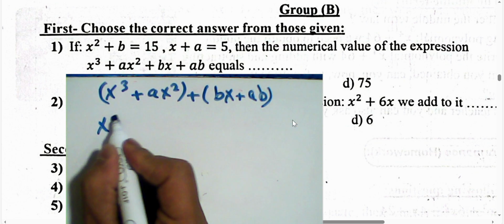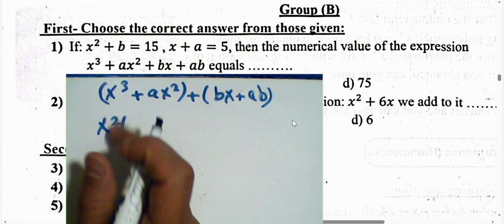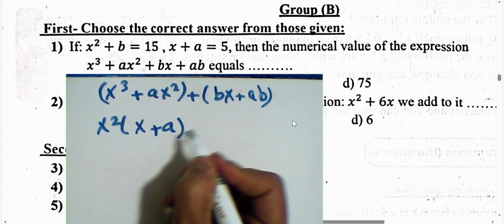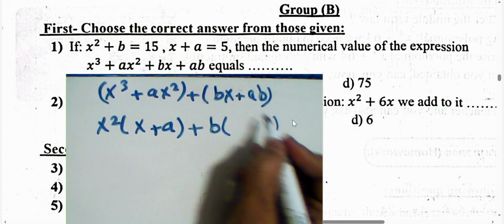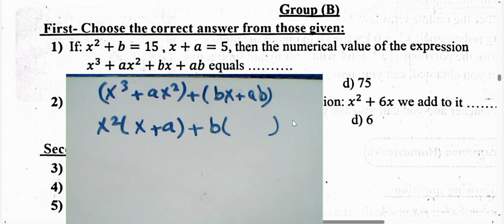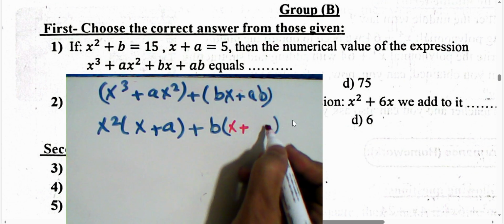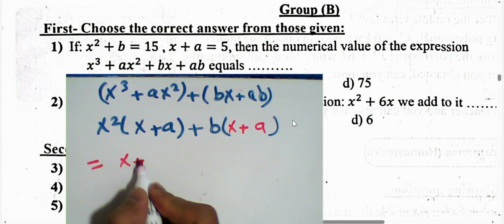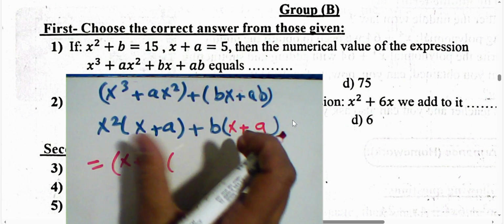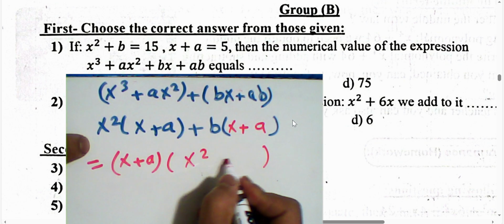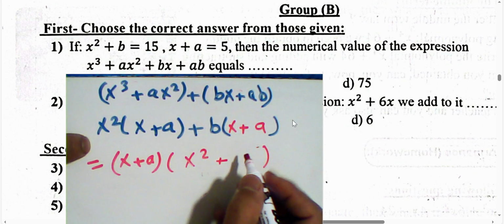We can write x power 2 as the highest common factor between 2 terms. X power 3 divided by x power 2 will be x. Ax power 2 divided by x power 2 will be a. And we can write b as the highest common factor between 2 terms. Bx divided by b equals x and ab divided by b equals a. And then we can write x plus a as the highest common factor between 2 expressions. Then we divide it, first by second, it will be x power 2, and b times the expression.